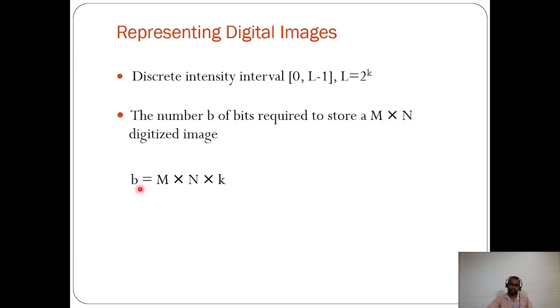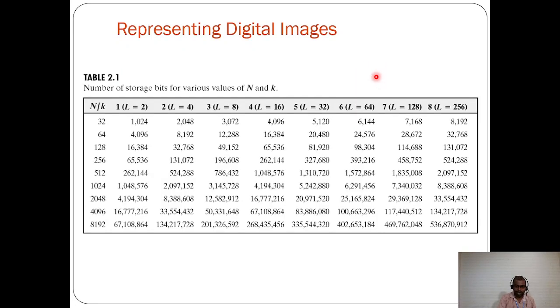So here the formula is b equal to m into n into k. Okay, m into n into k. m and n are the dimensions of your image. The k is nothing but the number of gray levels in the particular image. So L is nothing but 2 power k. Suppose you are taking a grayscale image, the grayscale image consists of 0 to 256 values, so the maximum is 256 values available. I can show this in a table.